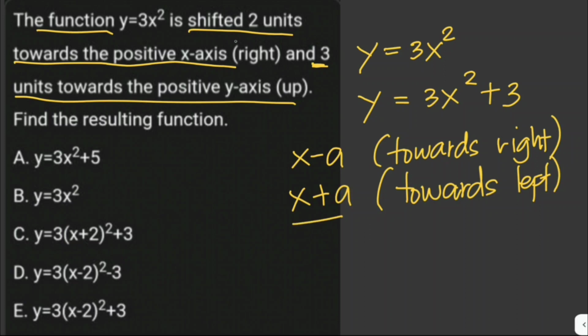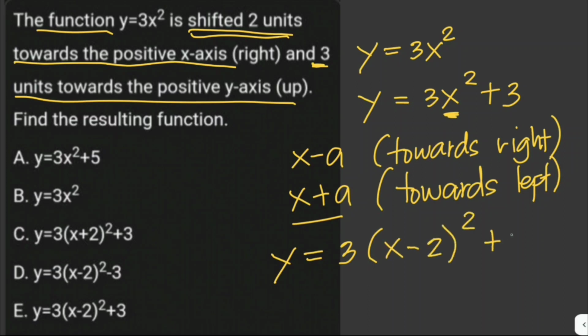So in this case, it is shifted 2 units towards the positive x-axis. So we replace the value of x here with x minus 2. So our function would become y equals 3 times (x minus 2) squared plus 3. So the answer here is letter E.